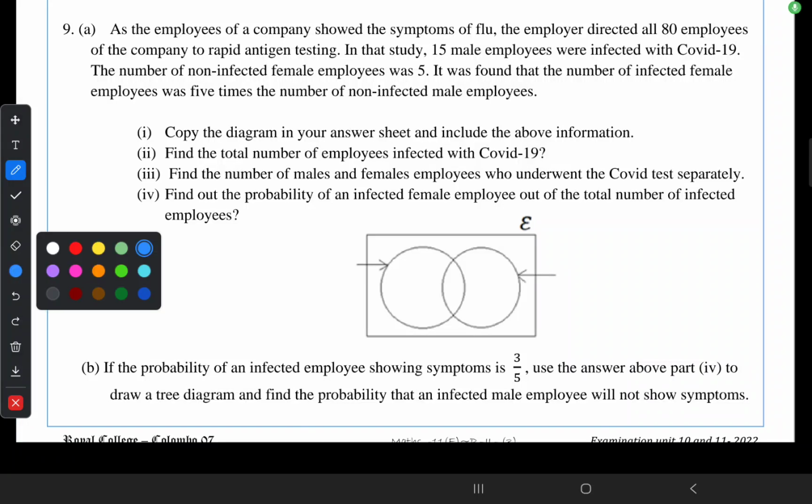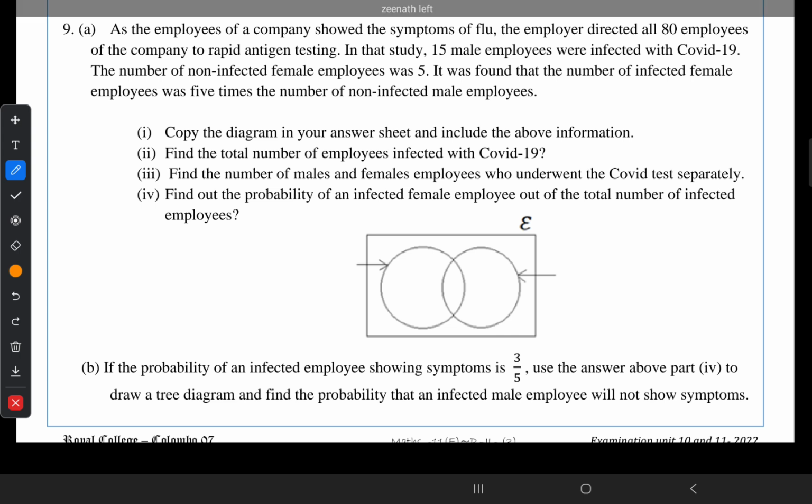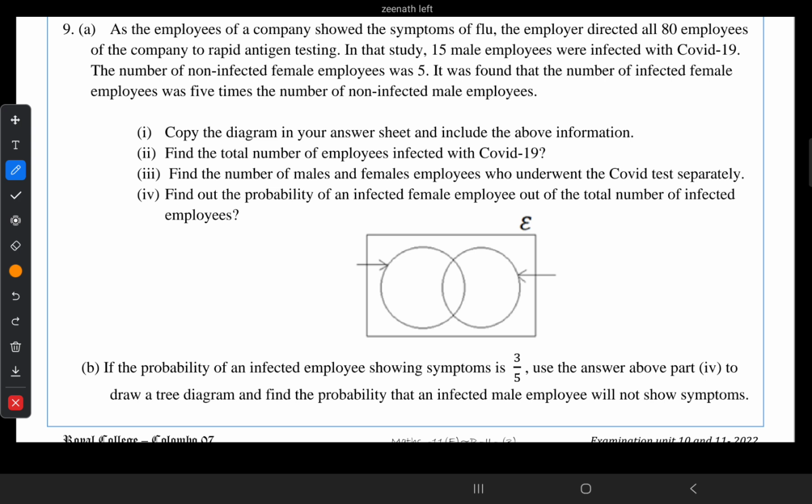This is a sets related question. As the employees of a company show the symptoms of flu, the employer directs all 80 employees of the company to take rapid antigen testing. In the study, 15 male employees were infected with COVID-19.